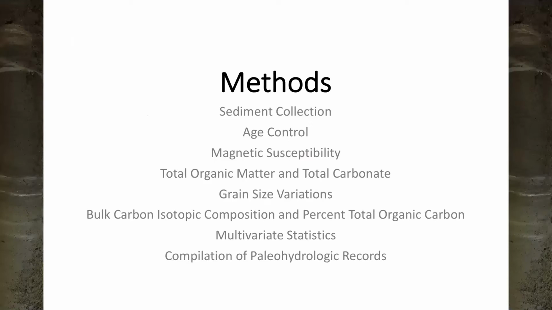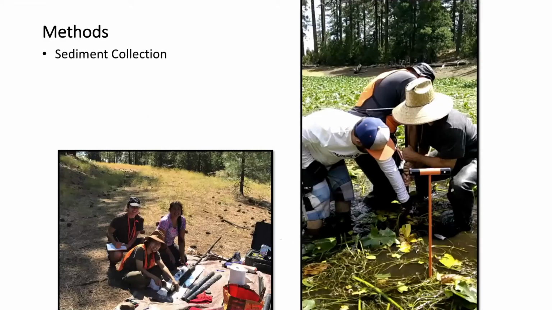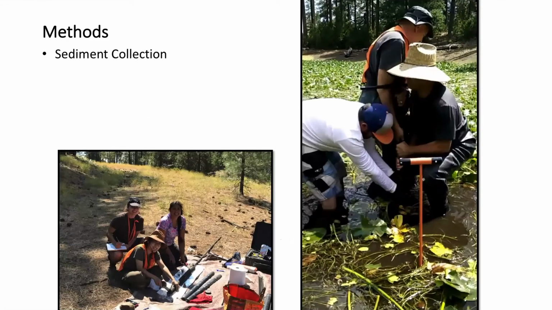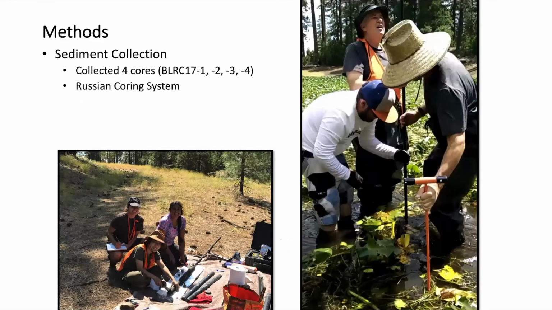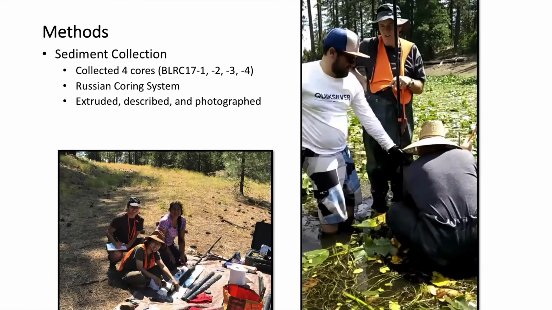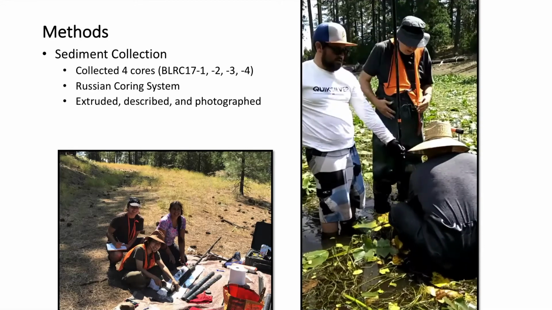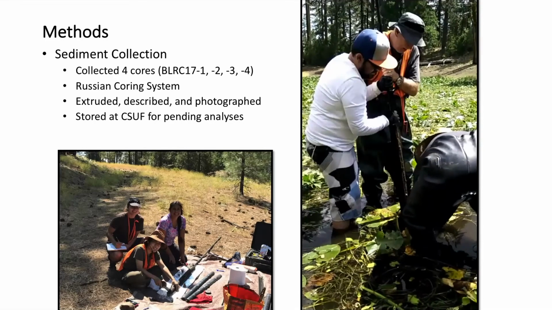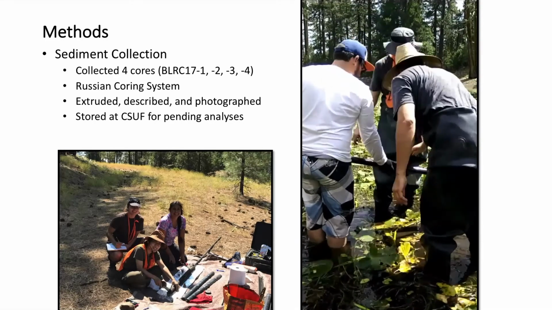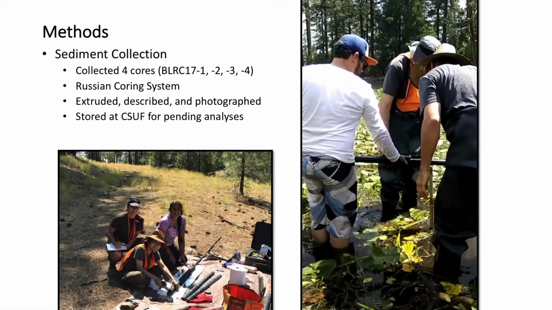Next, I will provide a brief overview of the methods used to collect our data. First, we have sediment collection. We collected 4 cores using a Russian coring system. We extruded, described, and photographed the cores in the field and transported them to Cal State Fullerton for cold storage and pending analyses. As you can see here in this figure, this is what a Russian coring system looks like, and that's the process in which we collect sediments.